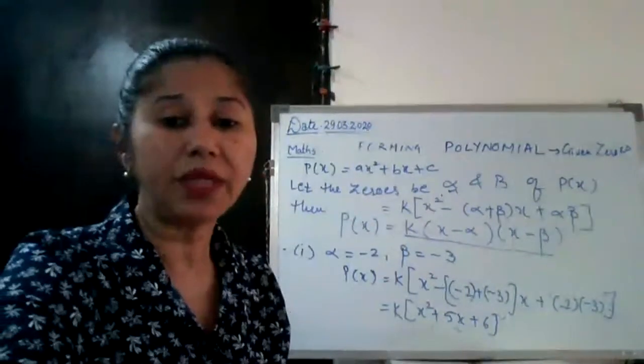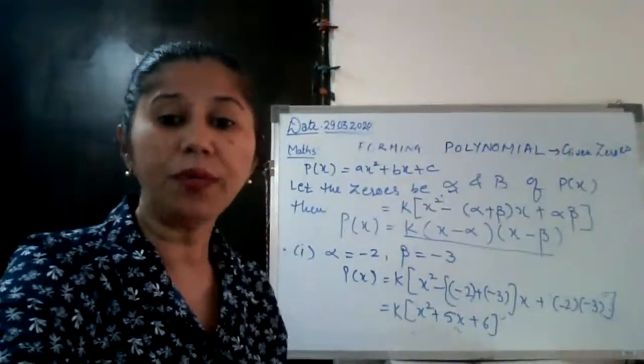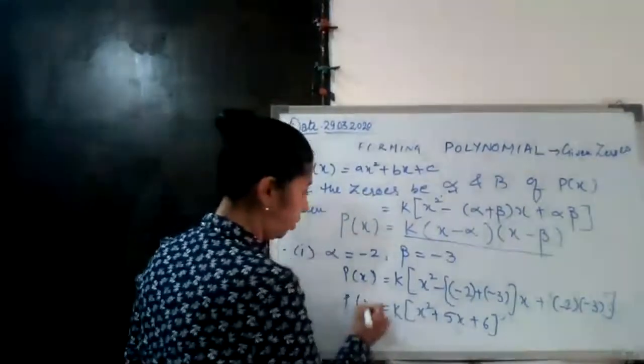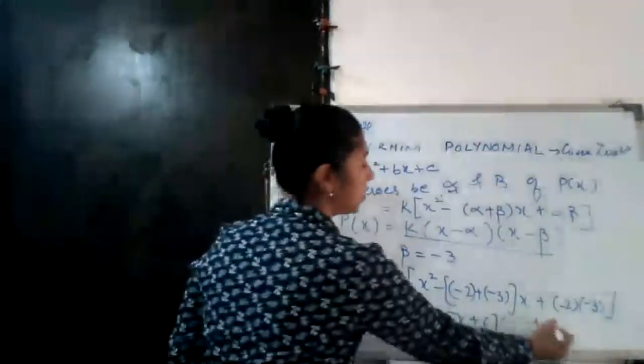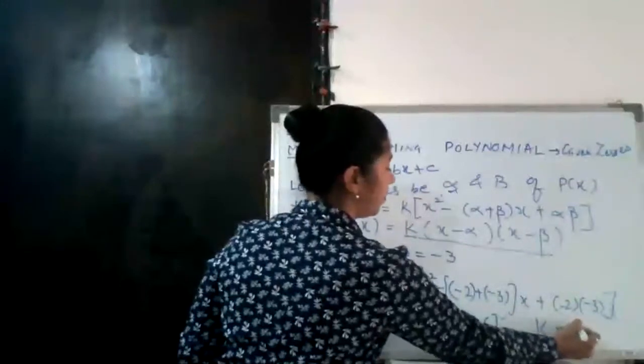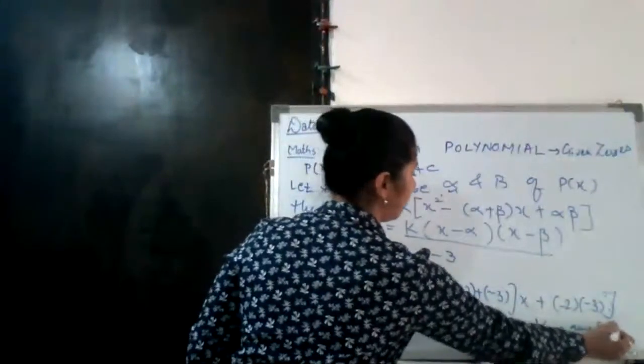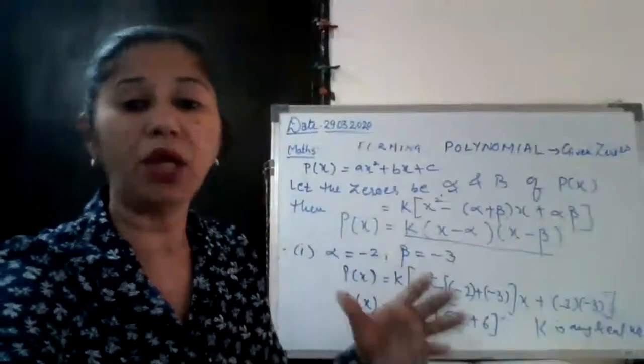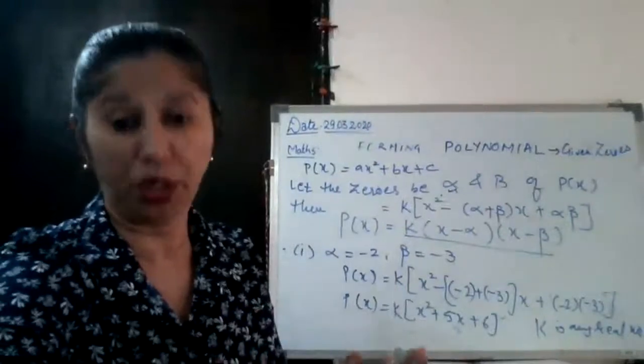But I said we are writing in general. So k could be any real number. So you can just leave it like this, that p(x) is equal to k and k is any real number. That's all. This is the answer because you're generalizing the answer. You don't know, because there are so many polynomials. There could be infinite polynomials.